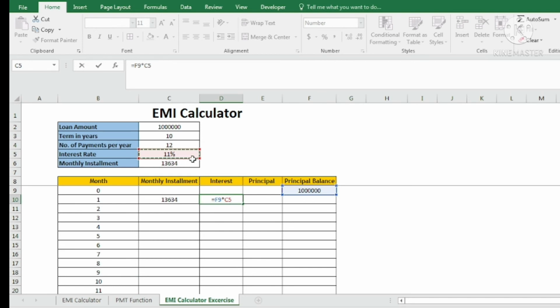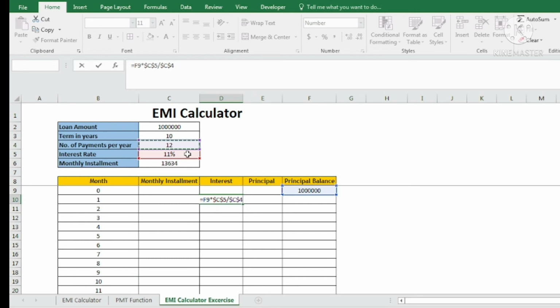Now I will lock this cell because I want to copy the formula down, and Excel should pick up the value from this particular cell only. Now this will give me the yearly interest. Right now we have the principal balance as 10 lakhs, but this is a yearly interest. We want to calculate the monthly interest on this 10 lakhs, so divided by 12. For 12 I will use this cell, that is the number of payments in a year, and lock this cell. You can use 12 as a number as well.